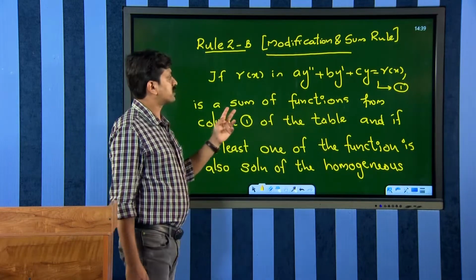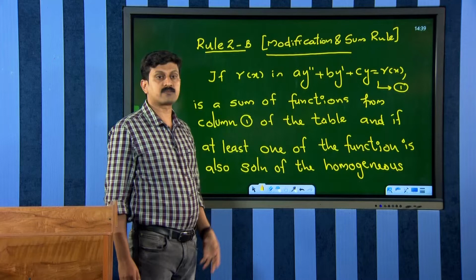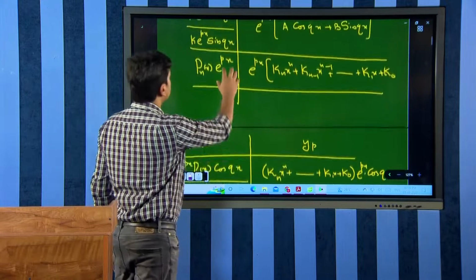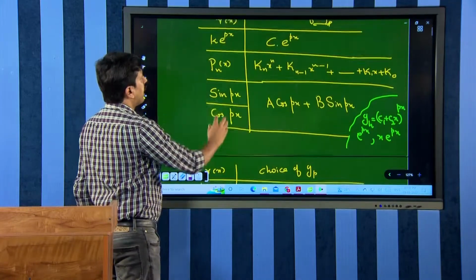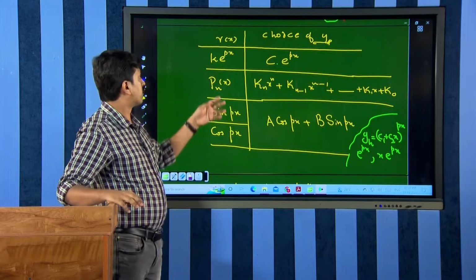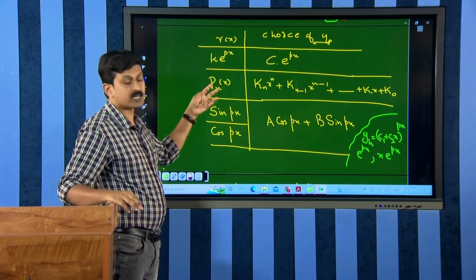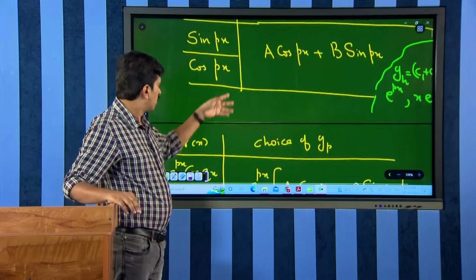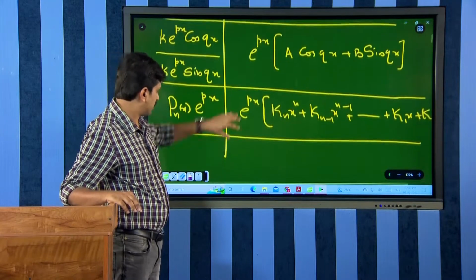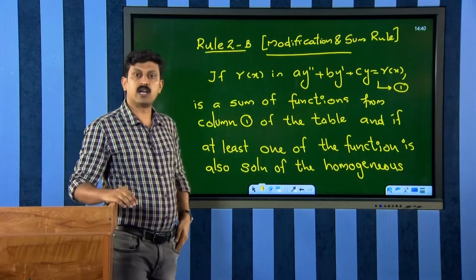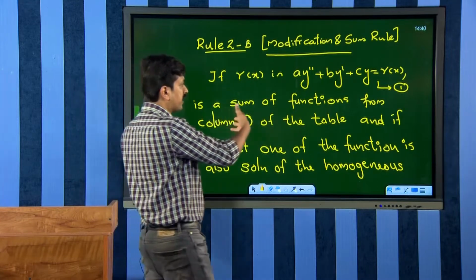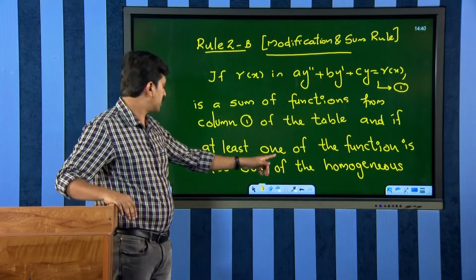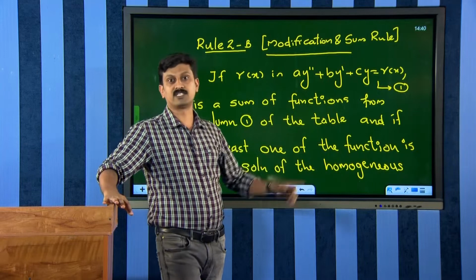So, r of x is a sum of functions from column 1, as we discussed. This is the choice of r of x. Maybe r of x is a sum of an exponential function and a polynomial function, or a sum of exponential, polynomial and trigonometric functions, or a sum of their combinations. In all cases, any choice is fine: a sum of any of the functions from column 1 in the table, where at least one of the functions is also a solution of the homogeneous equation.